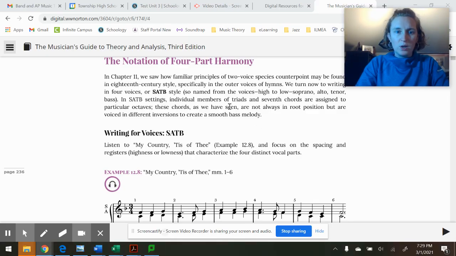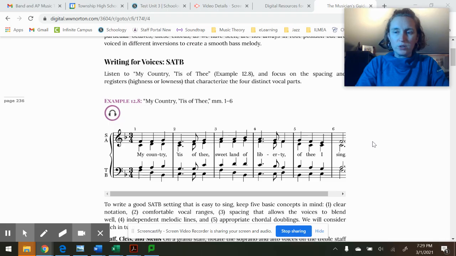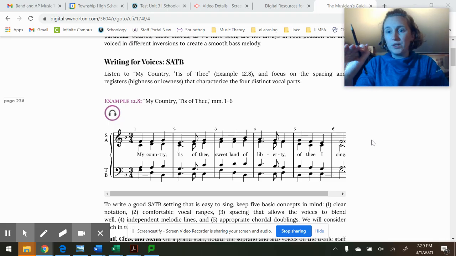Okay, so I'm in this notation of four-part harmony section of the chapter. And I think it's going to be important to highlight what you really need to know and what you don't.